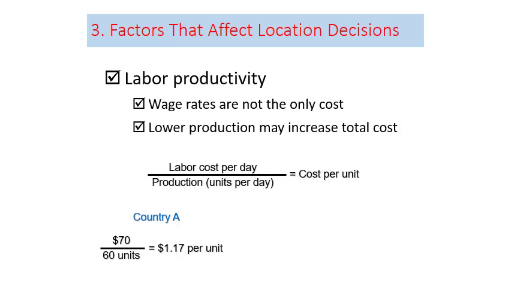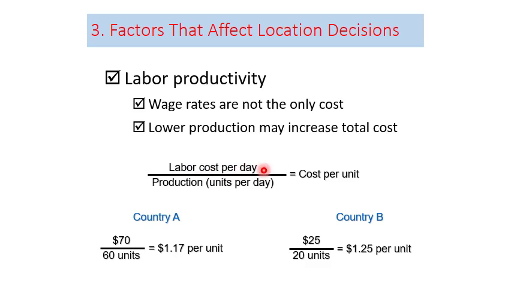Now let's see some more detail about those critical success factors. For example, when we say labor productivity, we need to compare the cost paid for the labor, or the expense paid for the labor, and the productivity or the output of the labor. Wage rates, that is the salary or the wages, are not the only cost. In addition, lower production may increase the total cost. Lower production by itself is another indirect cost. So we need to take care of the labor productivity. The more productive, the more we select.